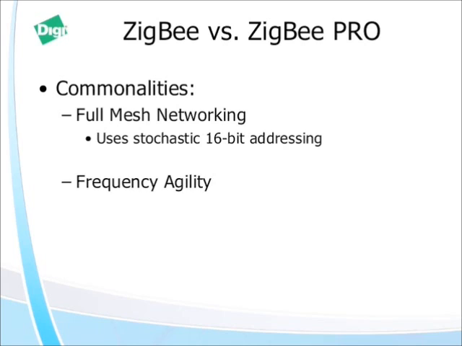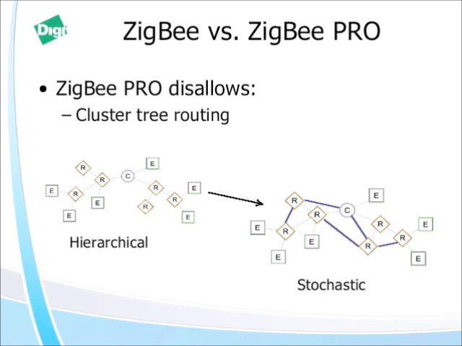That white paper, by the way, where we talk about the difference between cluster tree topologies and the full mesh network stochastic topology, is called Untangling the Mesh by Joel Young, under the white paper section on our website. Here you can actually see a difference between the two. Cluster tree is hierarchical. Stochastic looks like a full mesh.